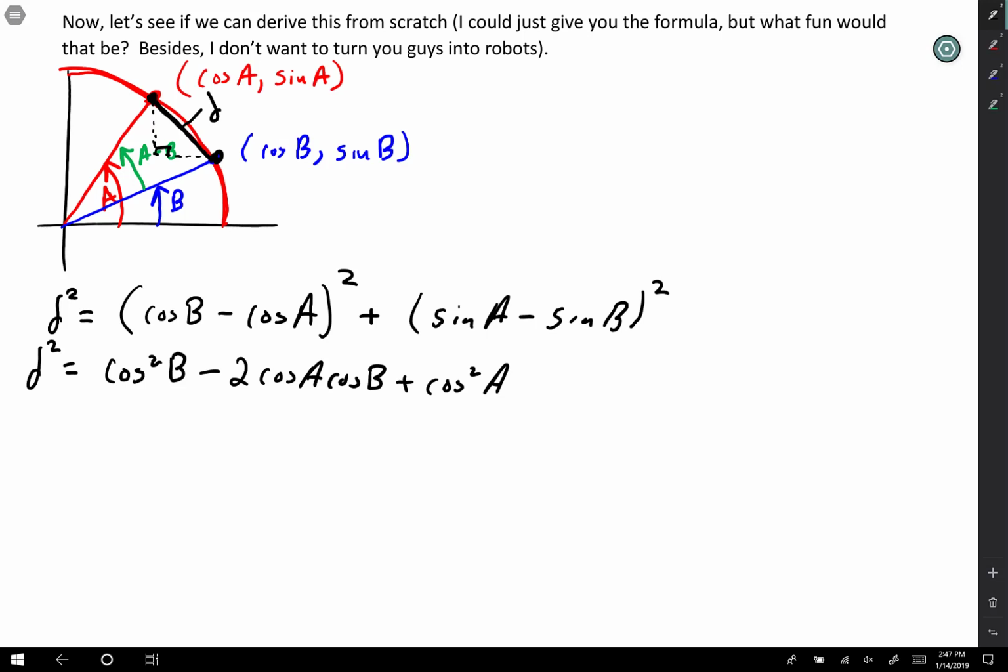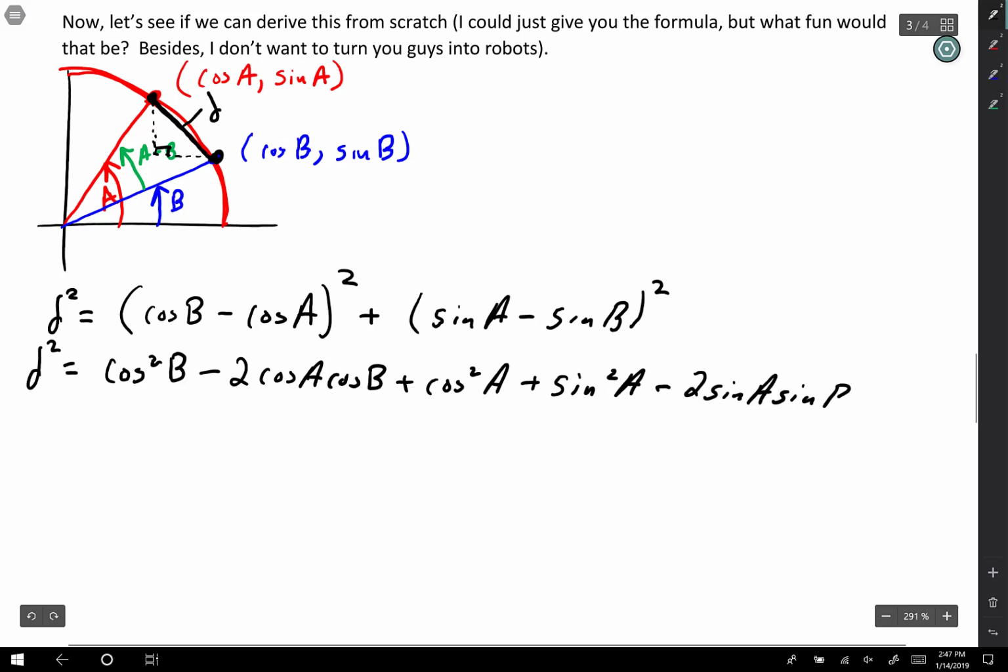Now we're going to expand this second guy here. Sine A times sine A is sine squared A. Sine A times sine B is sine A sine B. And how many of those am I going to have? 2 sine A sine B. And then negative sine B times negative sine B is sine squared B. Are we still okay?